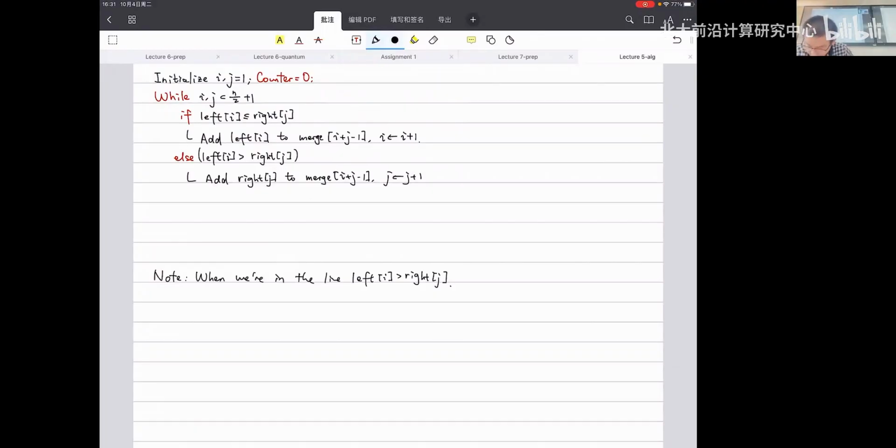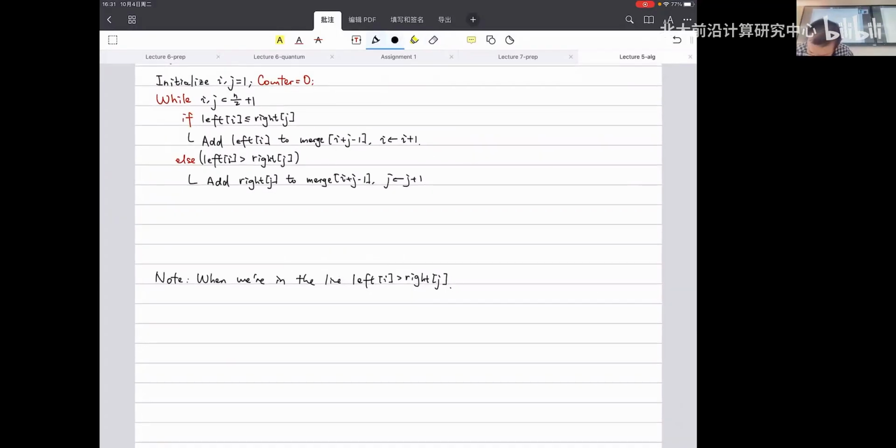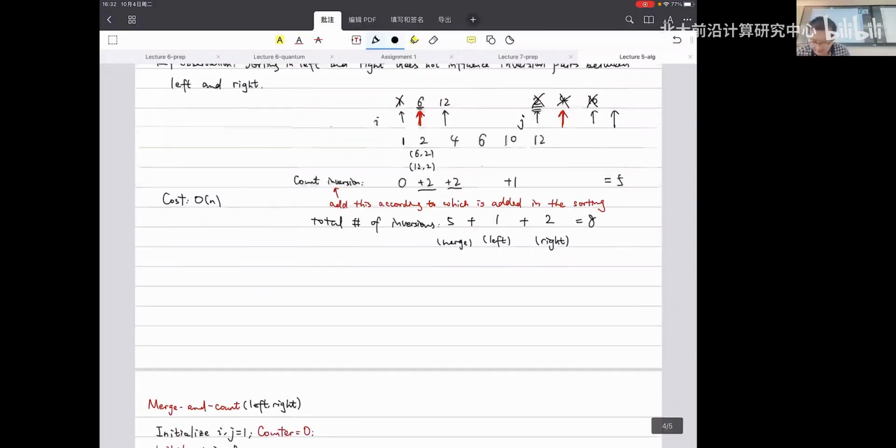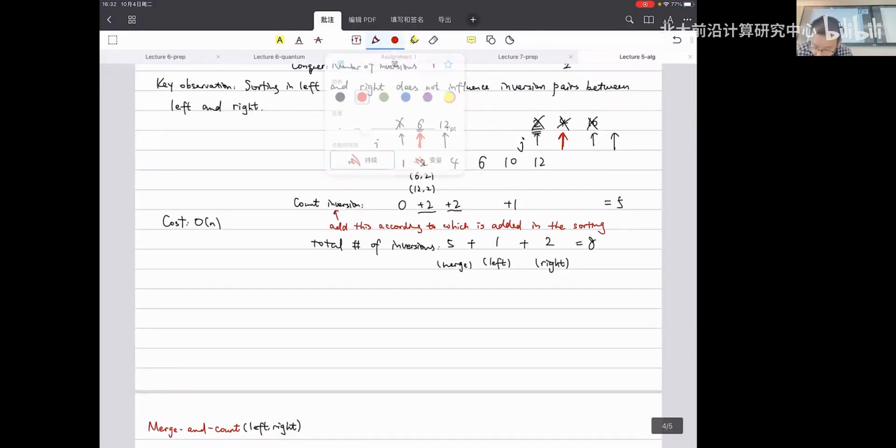So basically, in this case, we are aware that left I is larger than right J. This is just our assumption. But we must have the case that right J is actually larger than or equal to left I minus 1. Because that is the case where your pointer is currently at this place. So here your pointer is currently at a 6. It is not at the place of 1 here.